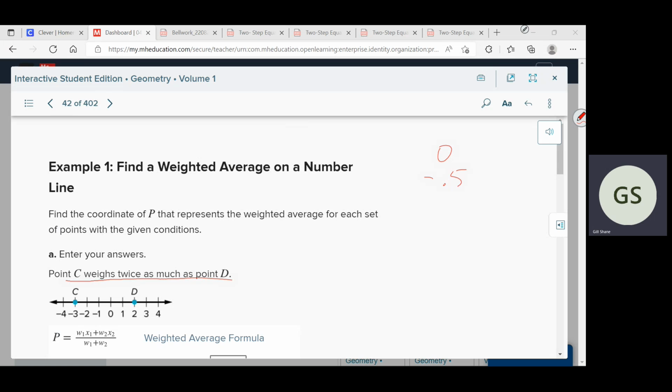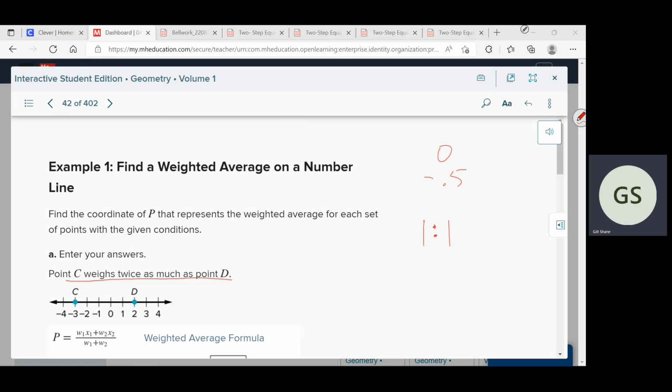0, another 0. If they were weighted equally, what are we really finding? We're finding the midpoint. If they're equally weighted, what we're saying is it's really a ratio of 1 to 1. That's what equally weighted would be.